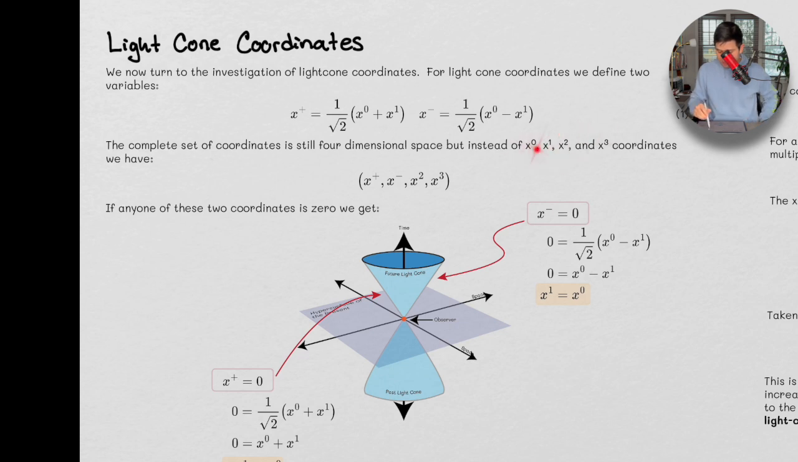So the complete set of coordinates in four-dimensional space then is going to be, instead of x0, 1, 2, and 3, we have x plus, x minus, x2, and x3 now. Okay? Because we used 1 and 0 up here, but not 2 and 3. So these two are now different. We still have four components, but they're different, right? This is x plus, x minus instead of x0 and x1.